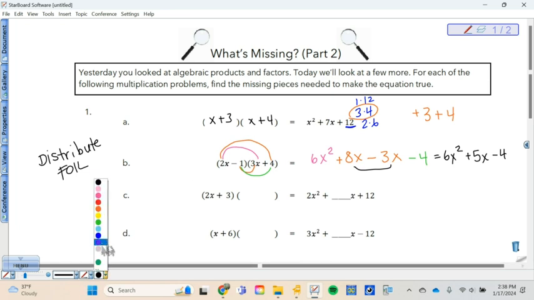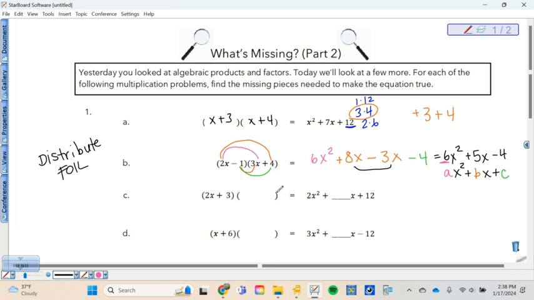So my first number, that a, right, this is ax squared plus bx plus c. Okay. So my a comes from my first times first. My b comes from my outers and my inners. And my c comes from the last times the last.